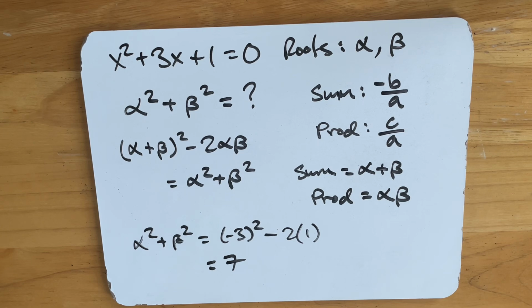So really, not that bad of a problem. I might have confused you a lot by yapping, but the main gist is to rewrite things in terms of alpha plus beta and alpha times beta. So, yeah, not too bad.